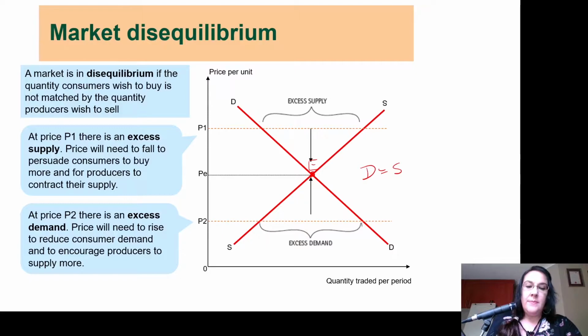Any other point on the two individual curves is called a disequilibrium point. Any point where demand doesn't equal supply. This is the only equilibrium point, the only point where the consumer and the producer are both happy at that particular price. I am just going to use two points for now, but any point on either curve is called a disequilibrium point.